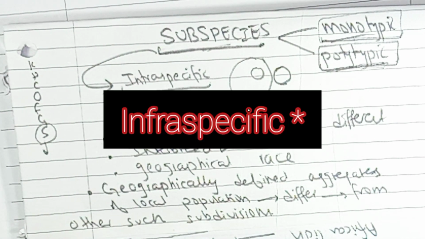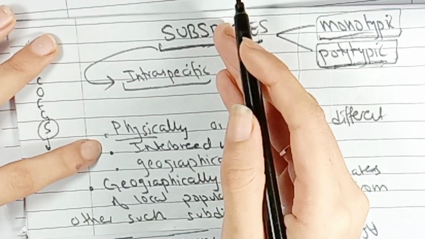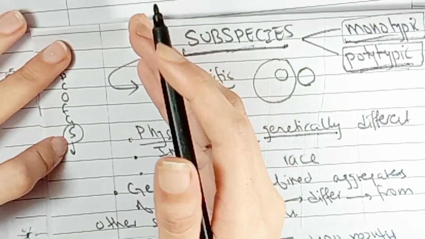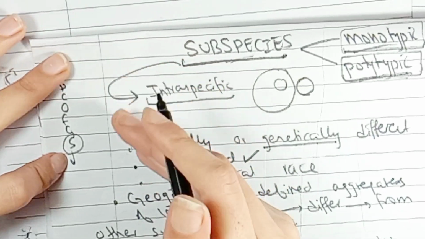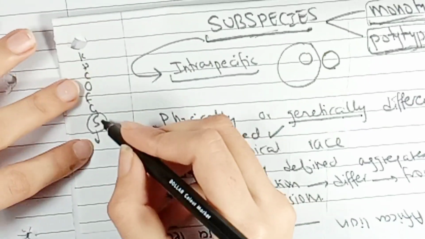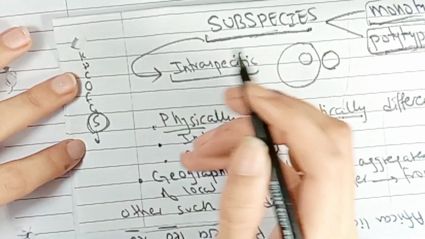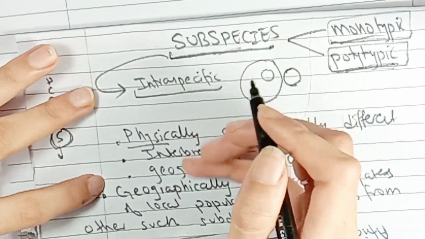So, the subspecies is an intraspecific category, meaning it lies below the species level. We talked about the taxonomic hierarchy. It is divided into kingdom, phylum, class, order, family, genus, species. So, below the species lies the subspecies category, and it is an intraspecific category.